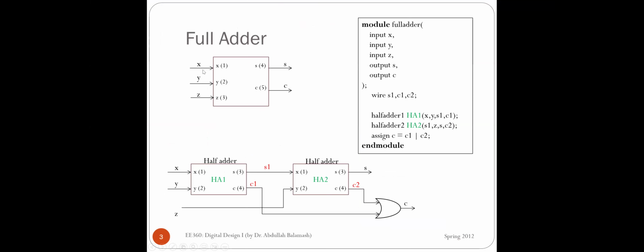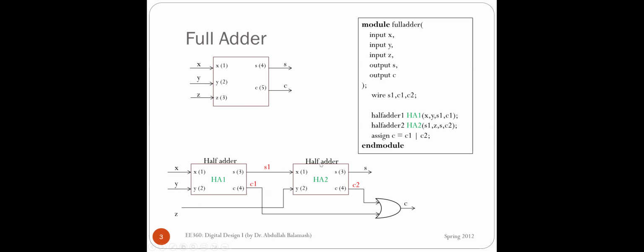If you want to add x plus y plus z and generate sum and carry, we can use a half adder to add x to y and generate sum 1 and carry 1. Then a second half adder will take the sum from the first half adder along with z and generate the final sum, and carry 2. Then to generate the final carry, we OR C1 to C2. You can go back to chapter 4 and see this design. This is the design of a full adder using two half adders.